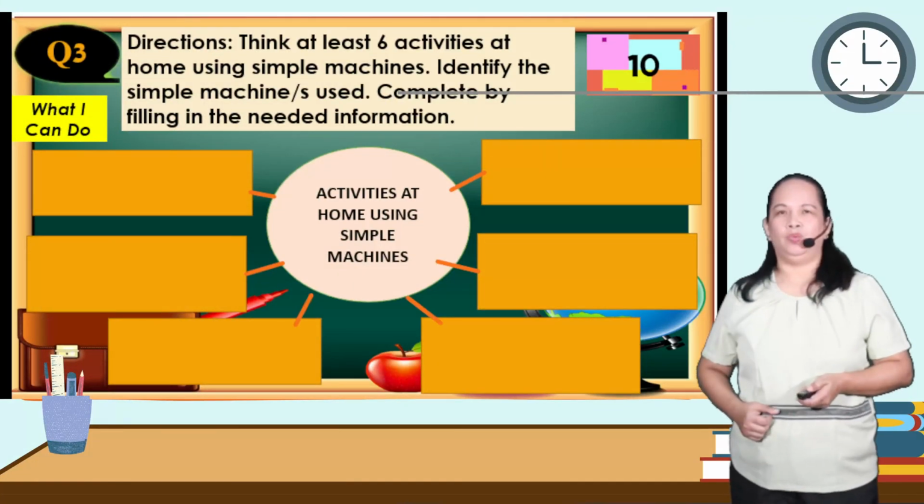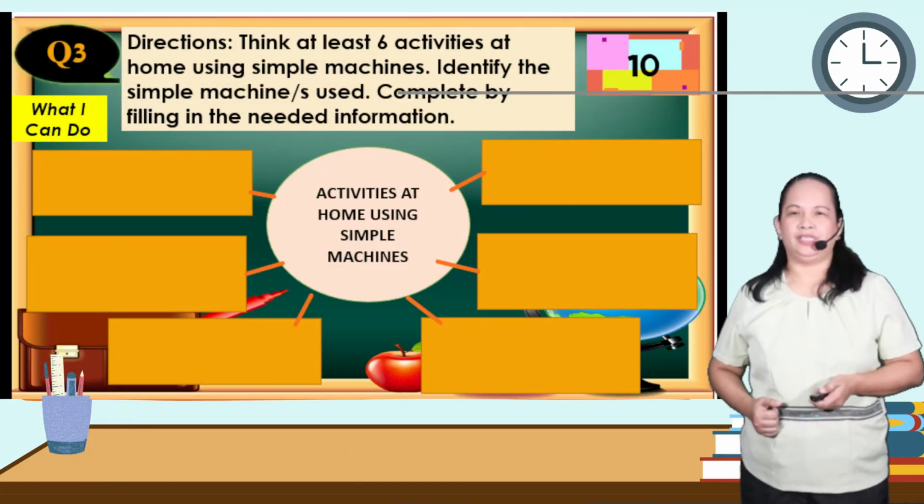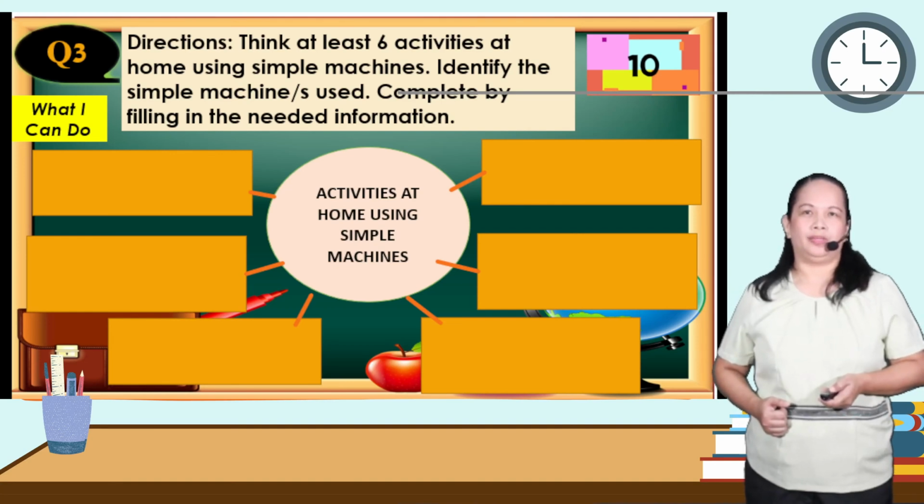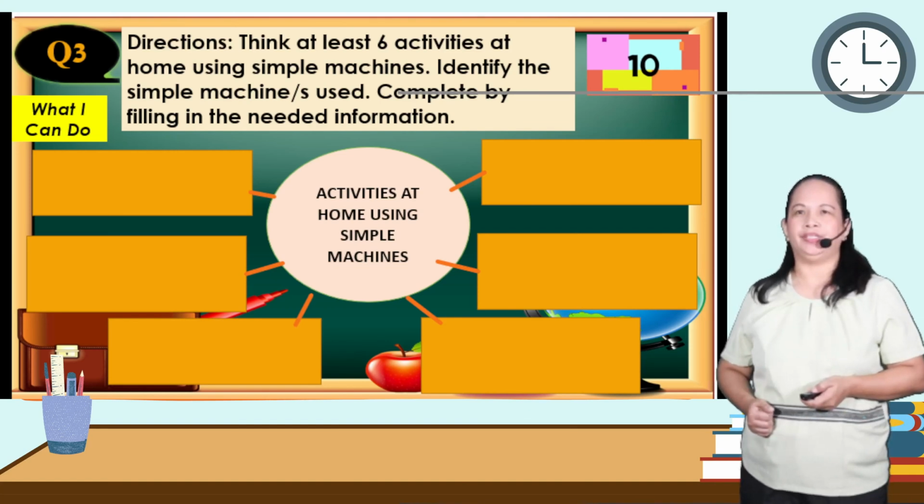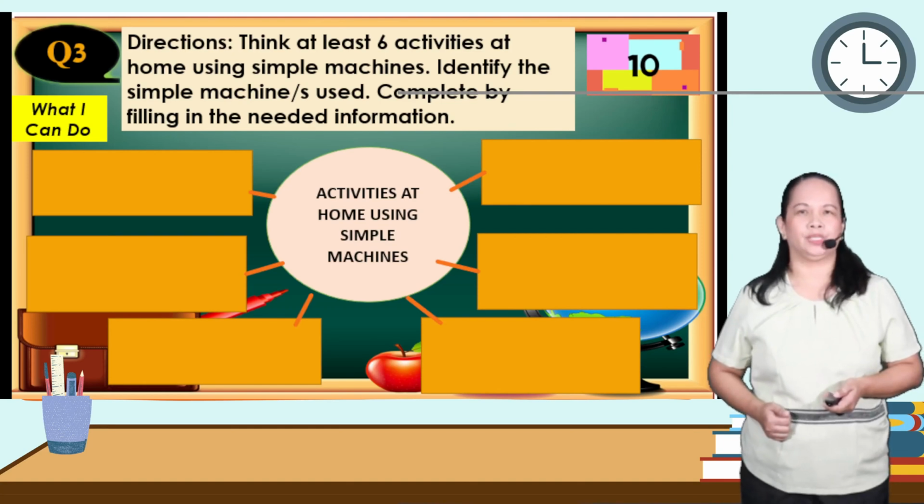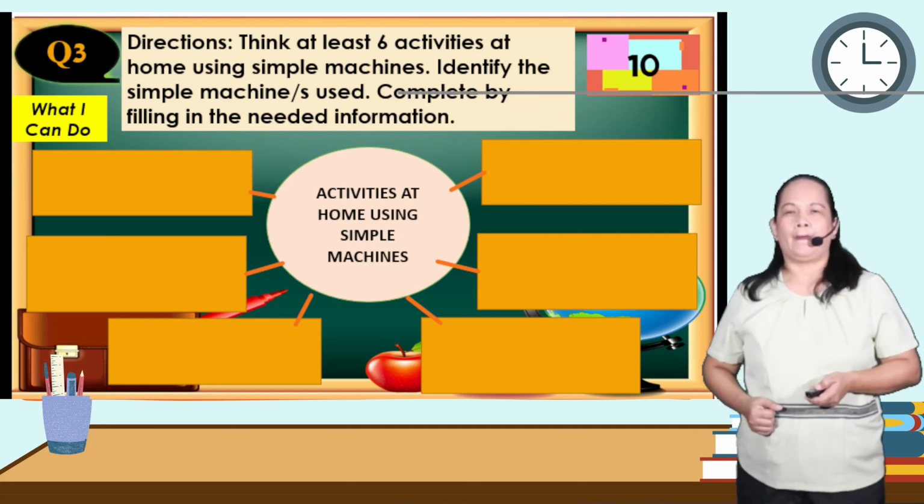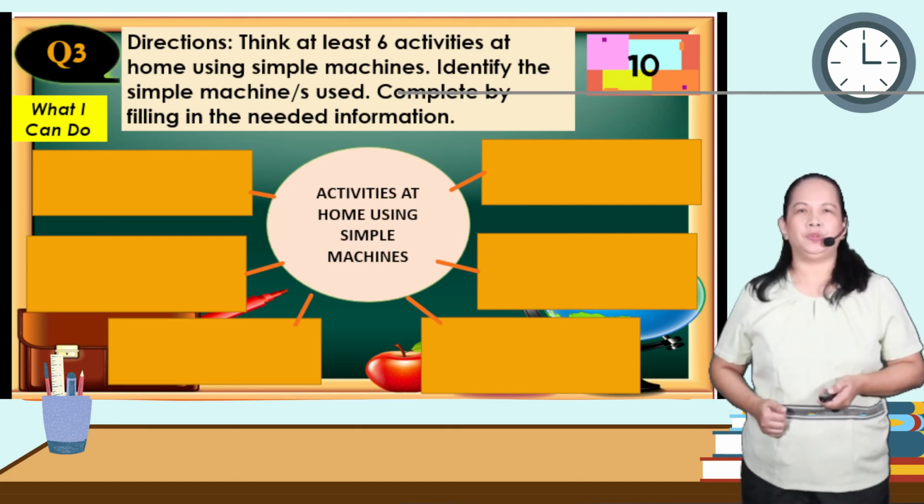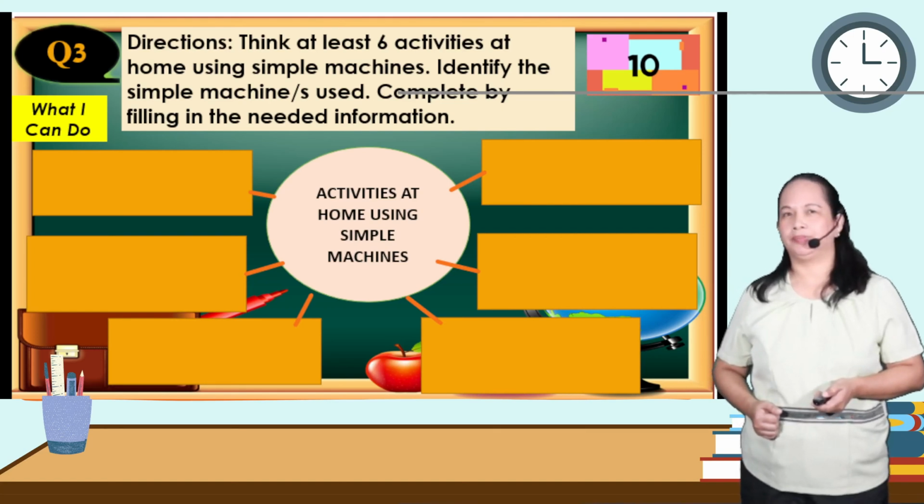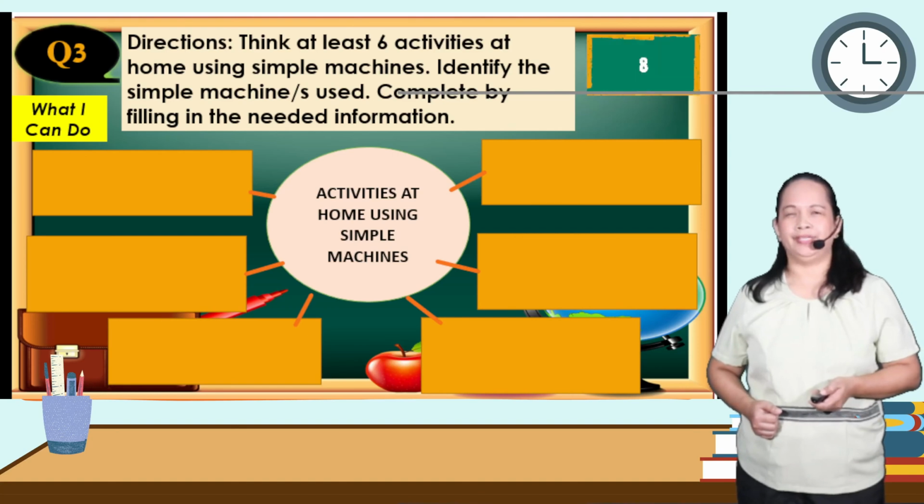This time, I'll be presenting a graphic organizer. You're going to think of at least 6 activities at home using simple machines. Then you're going to identify the simple machines used. You're going to complete the boxes by filling in the needed information. I will give you 10 seconds to answer. You can comment your answer in the comment box. Timer starts now.